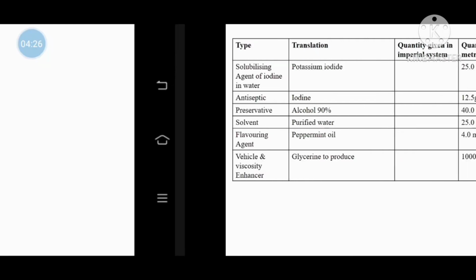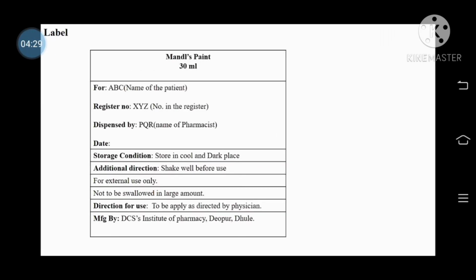Let's start with the next, that is the label. The Mandel's paint, 30 ml. Then name of patient, register number, that is number in the register, dispensed by, that is name of pharmacist, date, that is date of manufacturing, storage condition. For Mandel's paint, store in a cool and dark place. Additional direction: shake well before use.